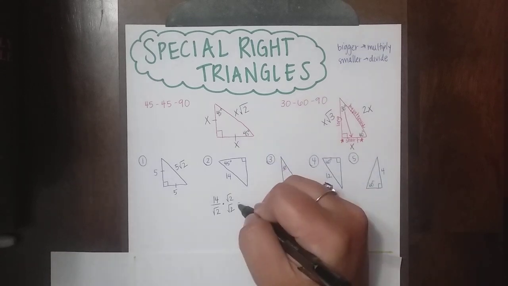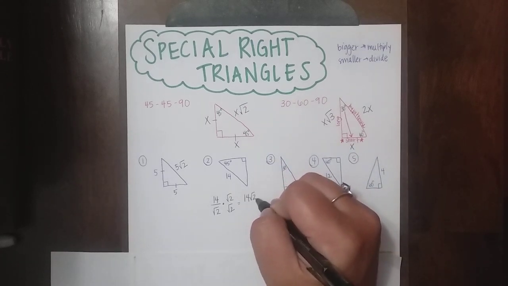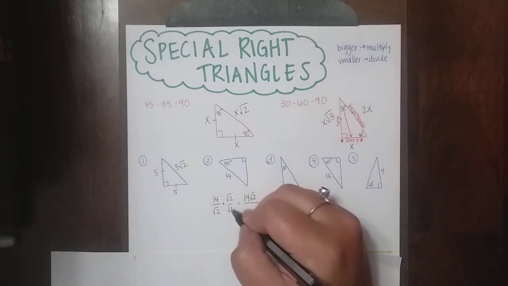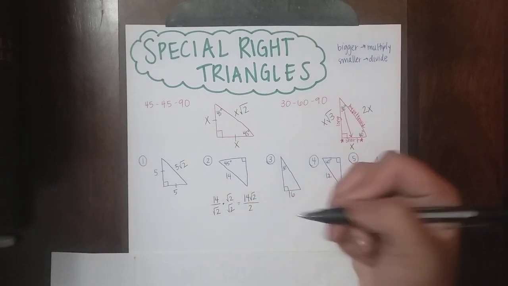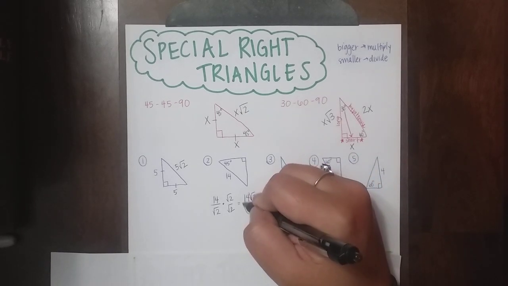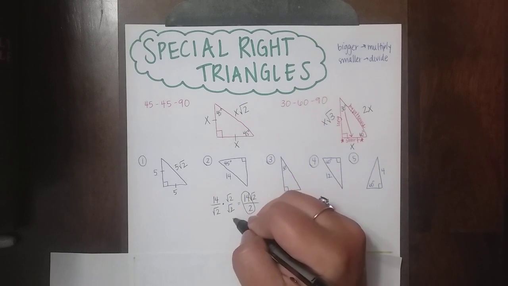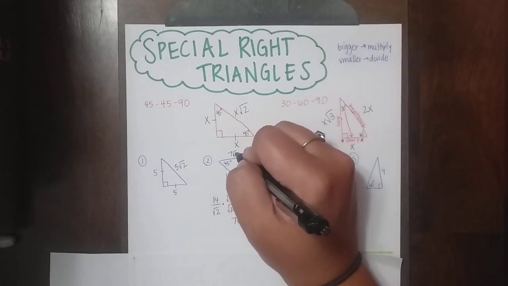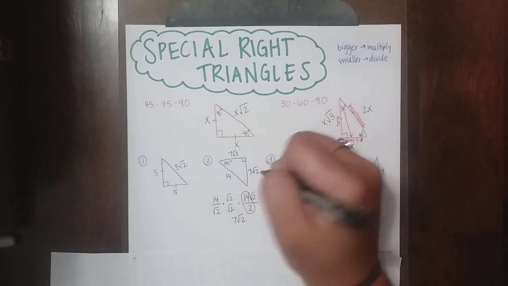So the top becomes 14 root 2 because I can't combine a non-radical with a radical. And then on the bottom, remember if I square it, it ends up just canceling out and I'm left with 2. But I'm not quite done yet. I can simplify. 14 divided by 2 is 7. So I have 7 root 2. So that means both of these sides are 7 root 2.